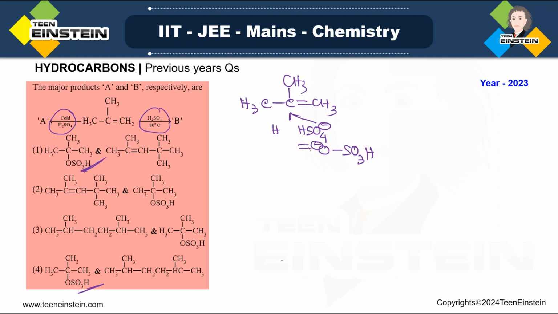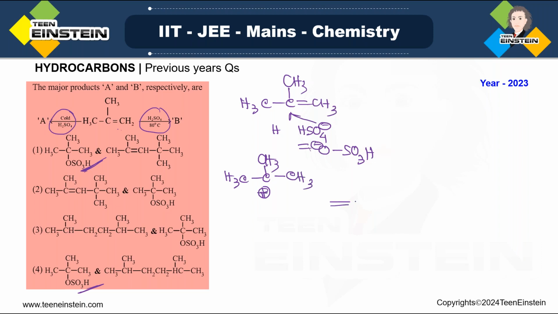So this should be the structure of A. You can cancel 2 and 3. But what will happen in the presence of H2SO4 and 80 degrees? First, in the presence of H2SO4, there will be protonation. And the protonation will take place in such a way that you get a stable carbocation. So this is the stable carbocation.